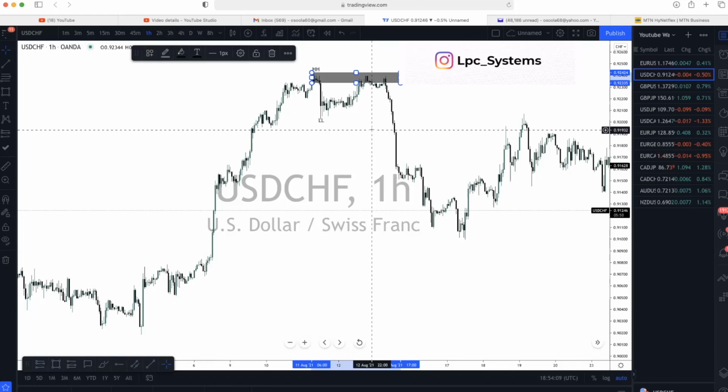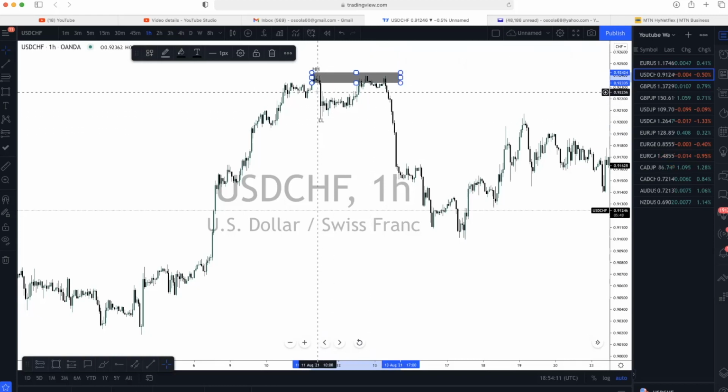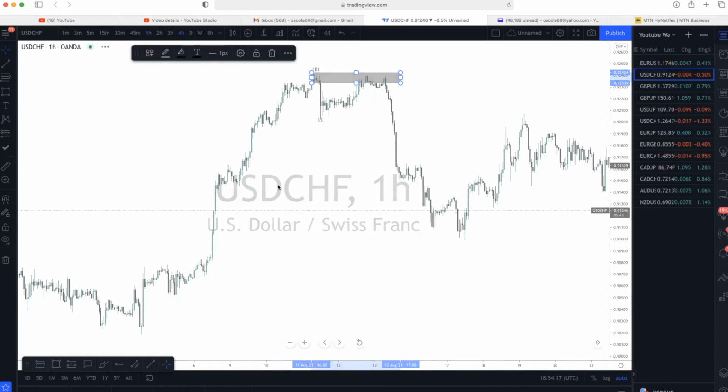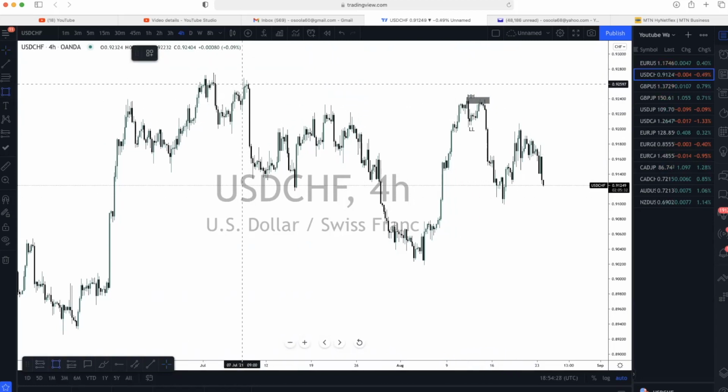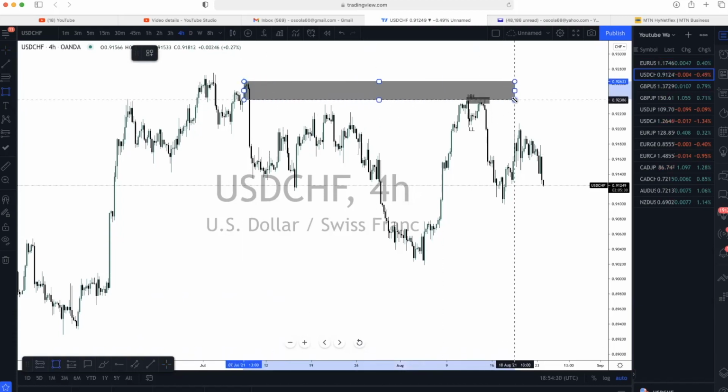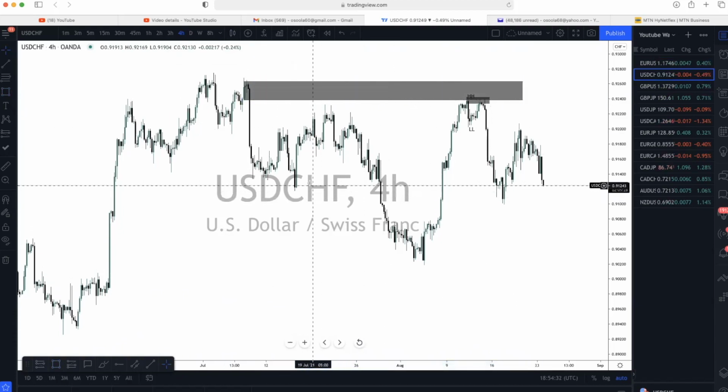Now, the reason why I'm going to take this entry, apart from the fact that this particular structure is giving us a very good pattern, is that if you look at the 4-hour time frame, you will see this particular pattern that we have here on the 1-hour time frame, just like you can see the bigger view of it on the 4-hour time frame now. On the 4-hour time frame, it is rejecting on this block, right? It is rejecting on this block, and majorly the 4-hour time frame is also bearish.